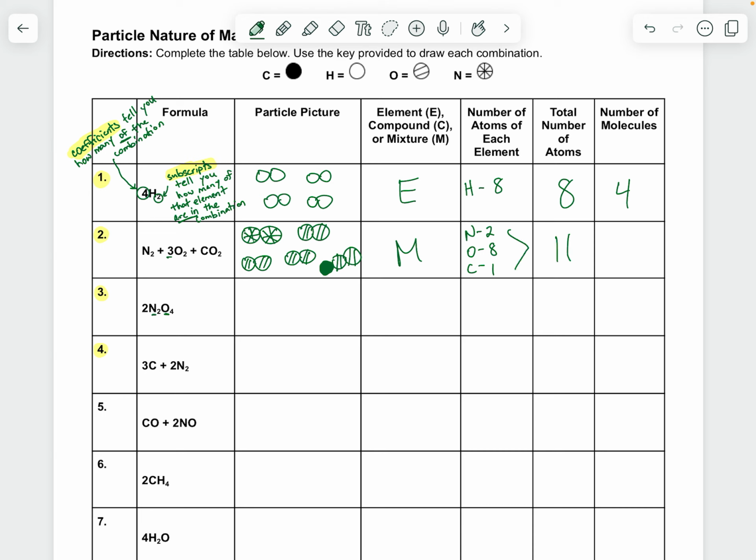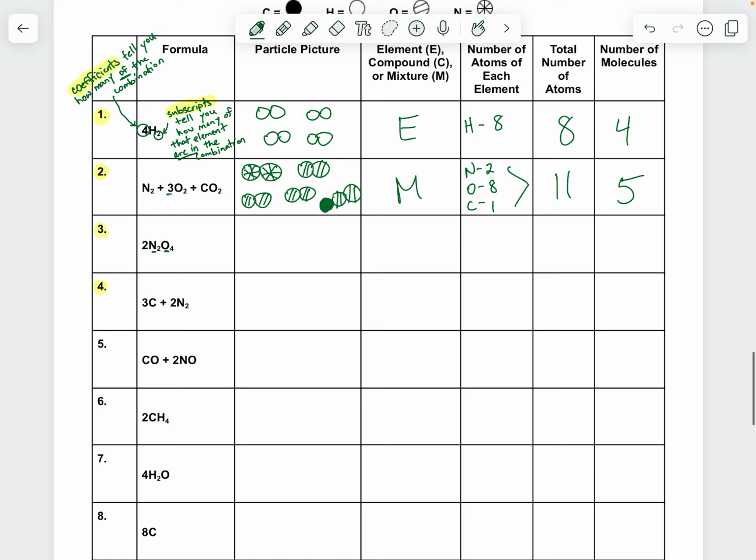How many molecules are there? Not all of them are compounds, but all of them are groups, right? This is the only compound. This is an element because it's the same thing connected to itself. Same here, same for the other one, and same for nitrogen. And so it's a mixture of a couple of elements and a compound, but they are all molecules because they are all groups. They're all packages.